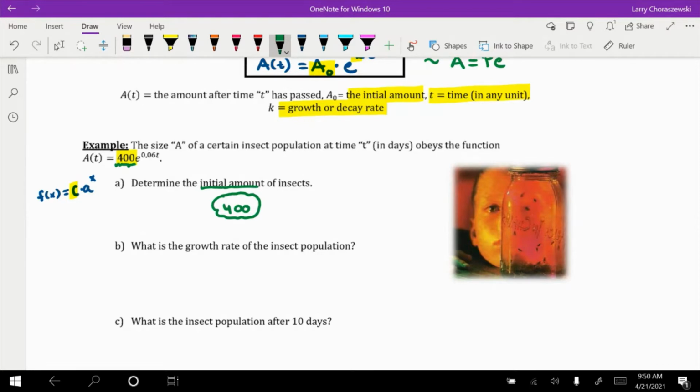What is the growth rate of the insect population? The growth rate is given by the value of k. Can anybody identify what our value of k is in this function? Yep, 0.06.